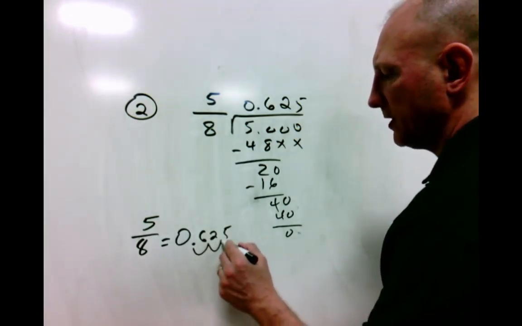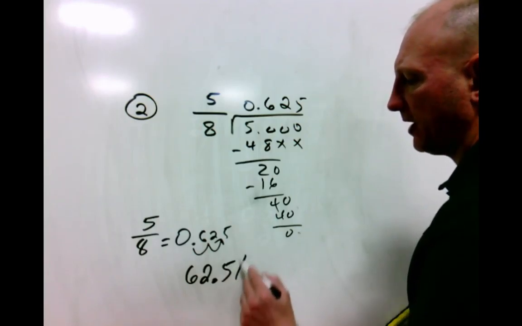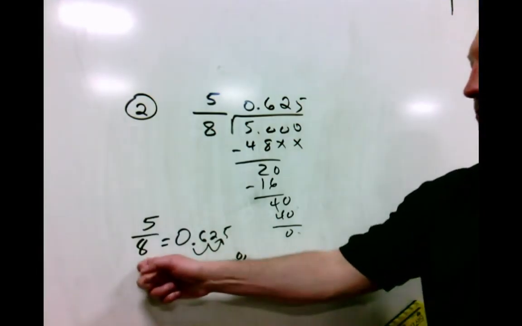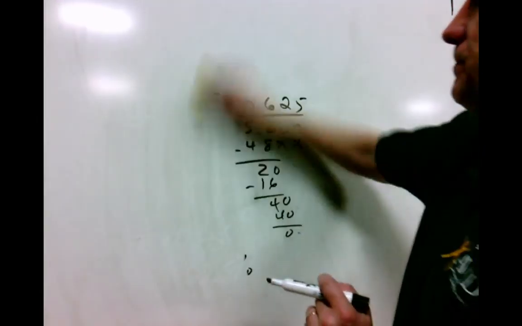And if I want to move it twice to the right, I'm going to get my 62.5%. So fraction, decimal, percent. All right, let's do 2 more.